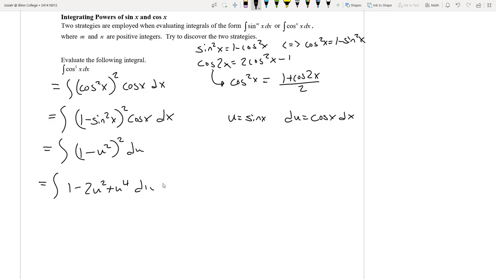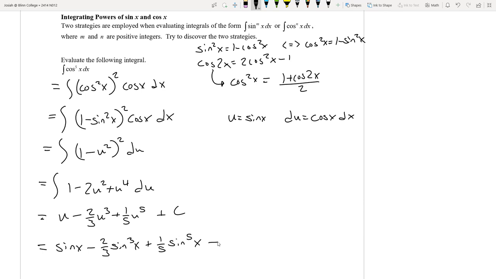And we can go ahead and integrate. We've got u minus 2/3 u to the third plus 1/5 u to the fifth. Looks like my du broke there. And then plus c. So we'll go ahead and swap our u's for sine of x minus 2/3 sine cubed of x plus 1/5 sine to the fifth of x plus c.